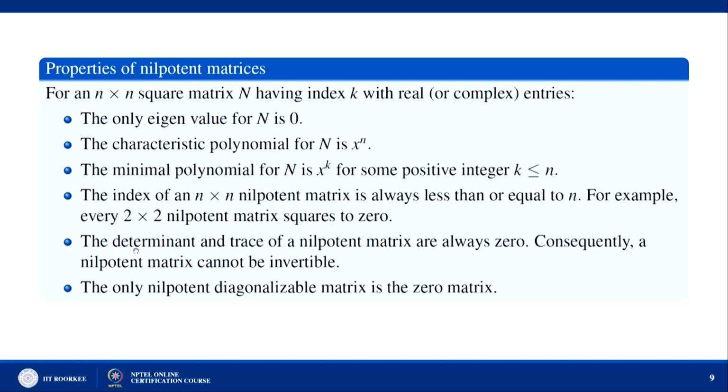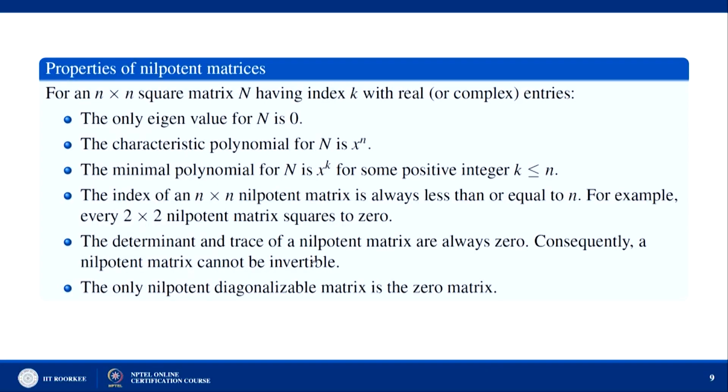Now, the determinant and trace of a nilpotent matrix are always 0, because all eigenvalues are 0. So the trace will be 0, the sum of eigenvalues, and the determinant will be 0, which is the product of the eigenvalues, of course. Consequently, a nilpotent matrix cannot be invertible. The only nilpotent diagonalizable matrix is the 0 matrix.